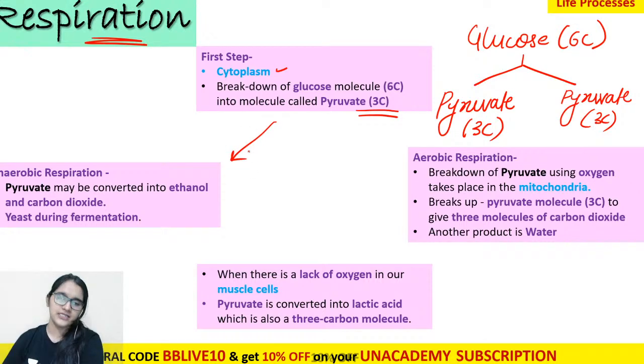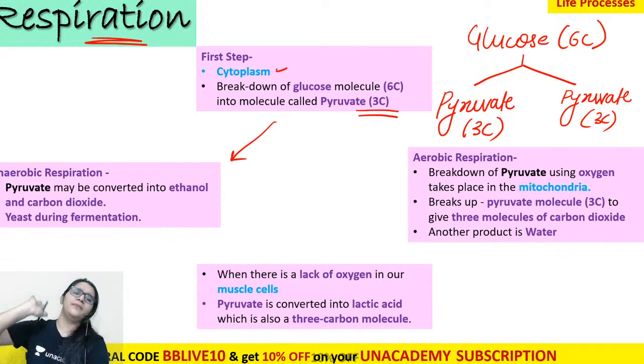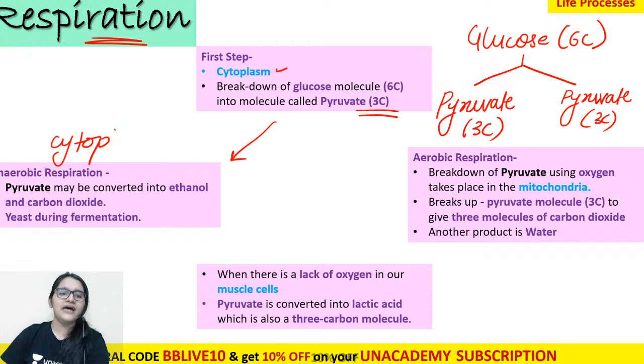Aerobic we will see later, okay? So now this pyruvate over here in the cytoplasm only is converted into ethanol, that is alcohol, and carbon dioxide. The best example is what yeast does during fermentation.